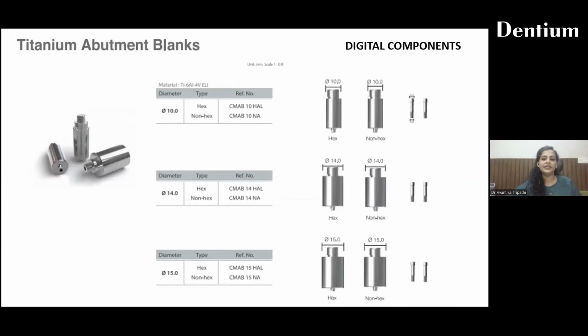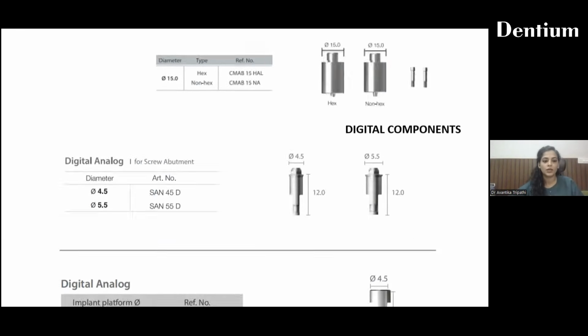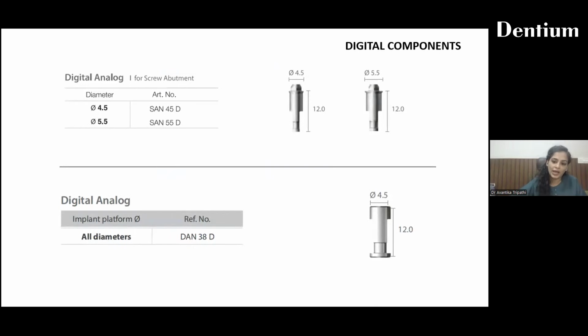This is the titanium blank. It is a blank which is used for the fabrication of customized abutments. Basically, if we want to plan a prosthesis in a more aesthetic manner, we can get a customized abutment made with the help of these Ti blanks. These are the digital analogs. This one is used with the multi-unit abutments and the screw abutments, and this is the fixture level digital analog.